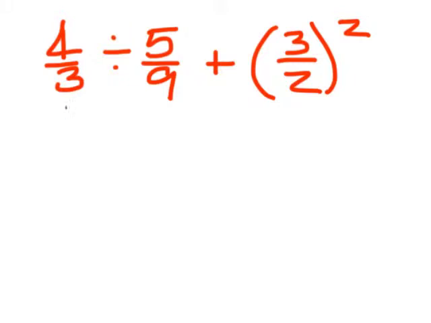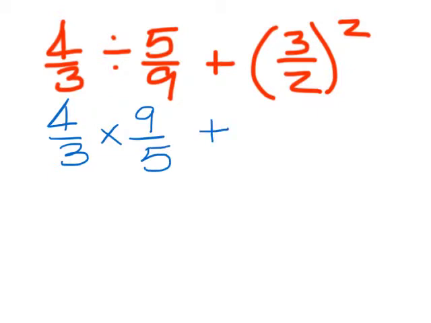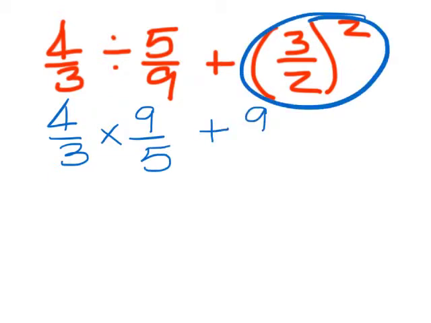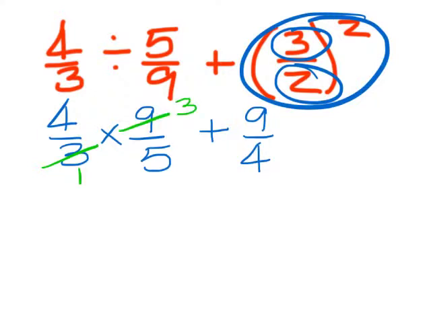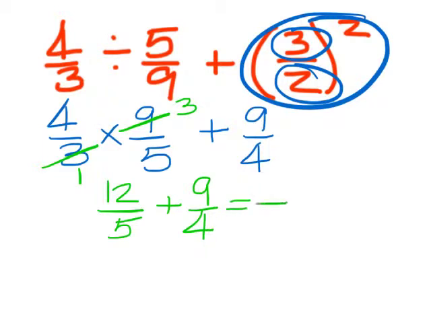Homework number 2, we have to do division first, so it'll be 4/3 times 9/5. And then we can go ahead and simplify this to be 9/4. You get that from squaring 3 and squaring 2. Now to multiply, you can make it easy on yourself by doing a cancellation here, 3 into itself 1, and 3 into 9 3 times. And when you multiply that, you get 12/5 that you have to add to 9/4.